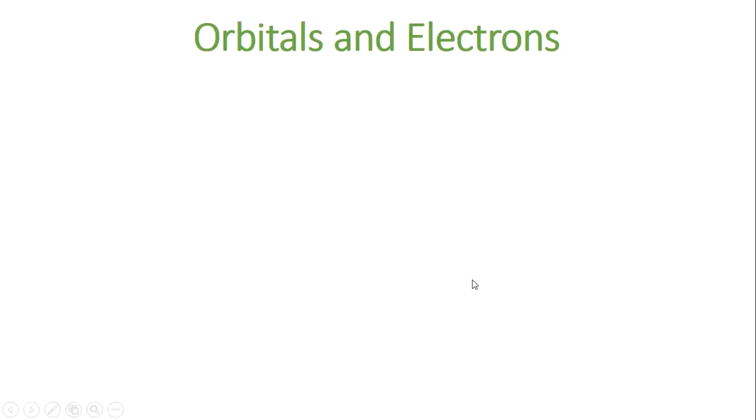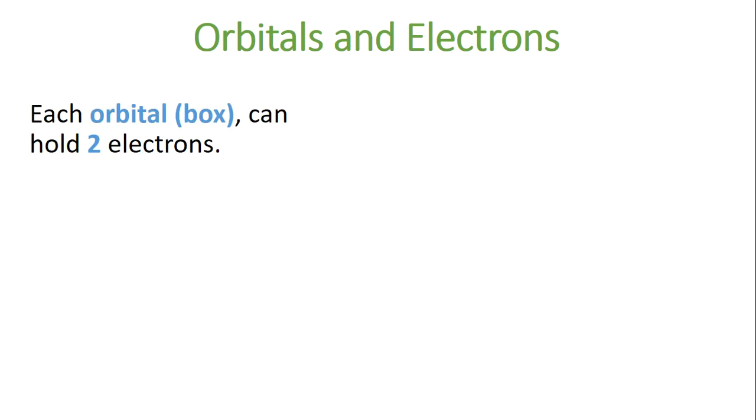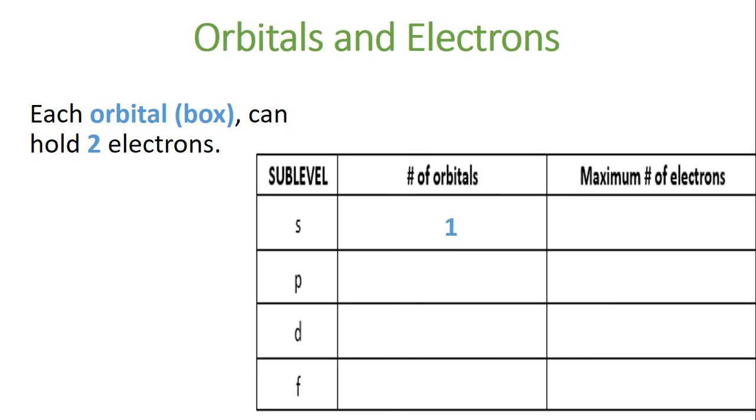Now we're going to talk about orbital diagrams. Orbitals can hold two electrons, and there are different numbers of orbitals in each sublevel. Sublevel F has one orbital, hence it can hold two electrons. Orbital P, you know now, can hold six electrons. So how many orbitals do you suspect it to have? Three orbitals needed to hold six electrons.